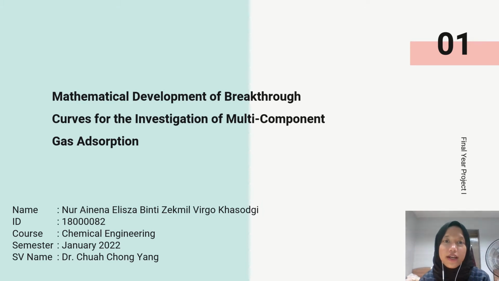Alright, so before I start my presentation today, I'll introduce myself first. My name is Nur Ainena Elisza, Binti Zekmil Virgo Khasodgi, with ID 18000082, and I'm a chemical engineering student currently in my final year, first semester. For this semester, I'll be taking Final Year Project 1, and the title for my FYP project is Mathematical Development of Breakthrough Curves for the Investigation of Multi-Component Gas Adsorption.